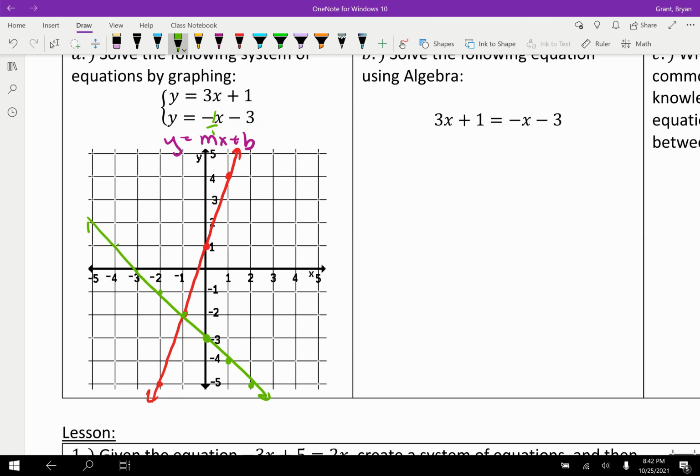Now we can connect. And I think our solution to this, and as a reminder, the solution to a system of equations by graphing is the intersection point. It looks like they intersect at the point (-1, -2). Great. Let's go ahead and solve.